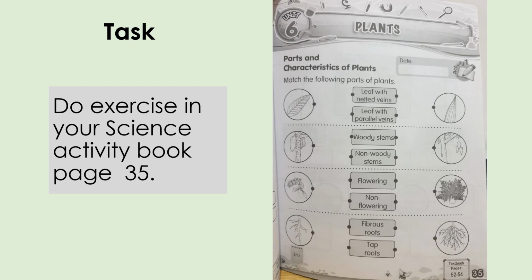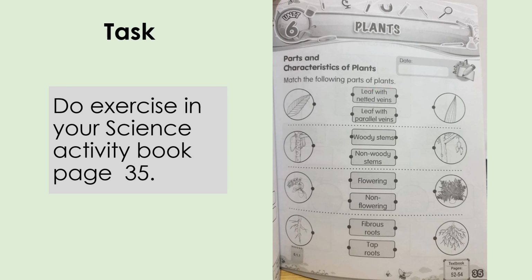Your task for today: do exercise in your science activity book, page 35. This is your science activity book, page 35. Parts and characteristics of plants. Before you start, please write the date today. The instruction: match the following parts of plant.